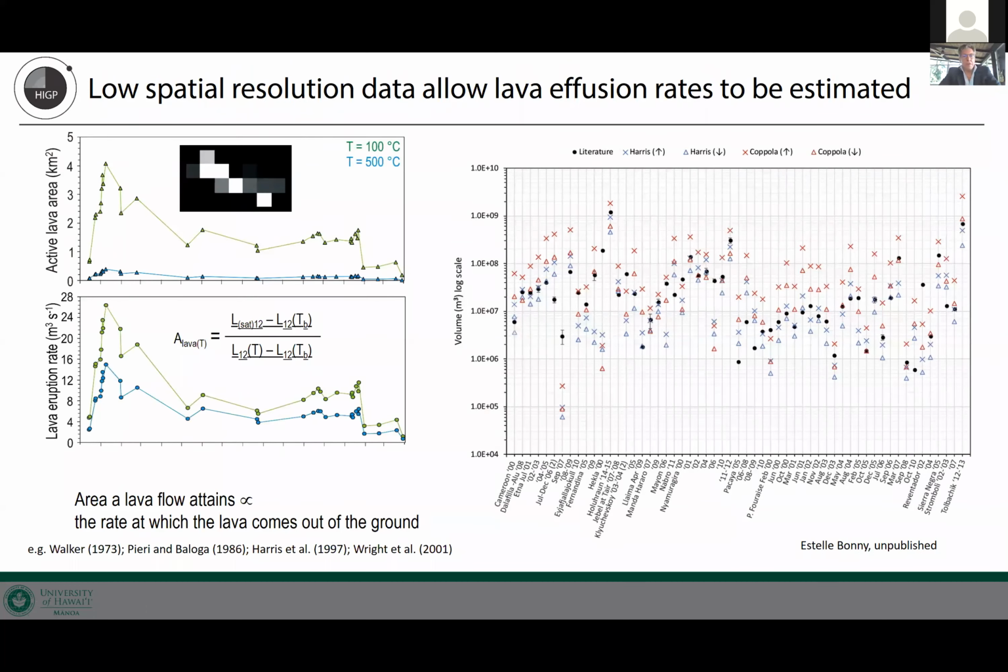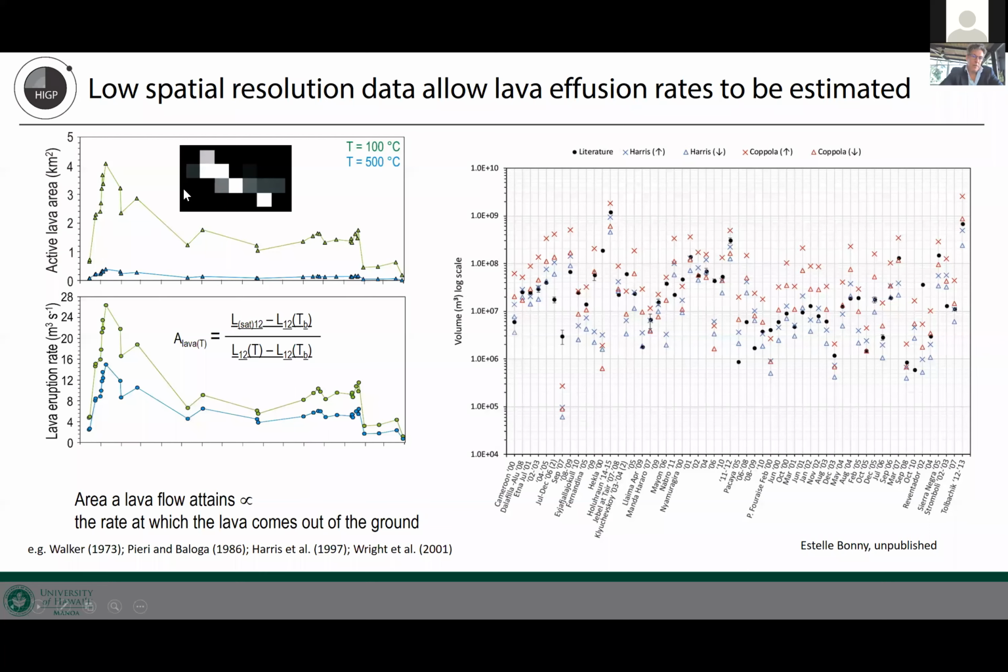You can estimate lava effusion rates. Again, here are some papers at the bottom that show how this has worked. The way this works is basically we take an image like this, and using this equation, which is described in this paper, we work out the area of the lava at each point in time during the eruption. The area that a lava flow covers is proportional to the rate at which it comes out of the ground. So the quicker it flows out of the hole in the ground, the larger the area it covers before it solidifies and stops. It's no more complicated than that.